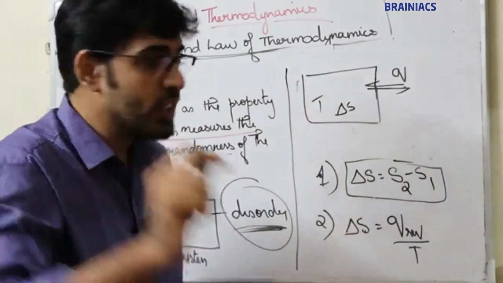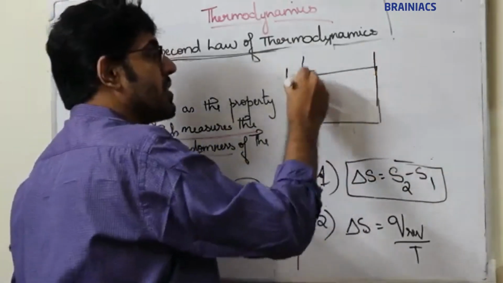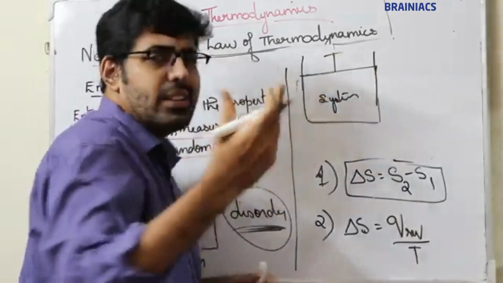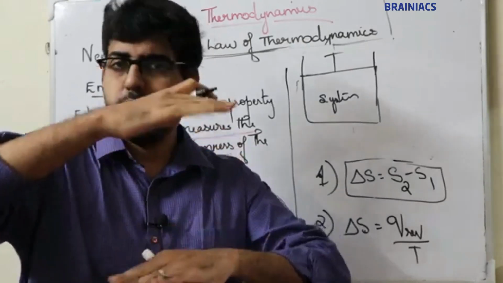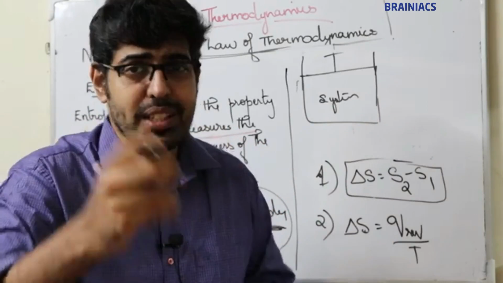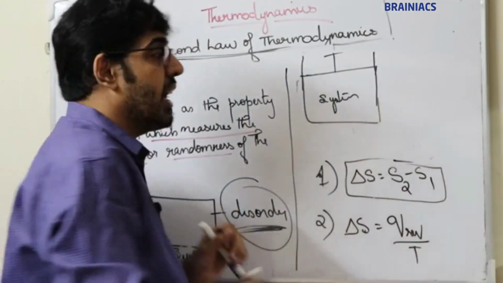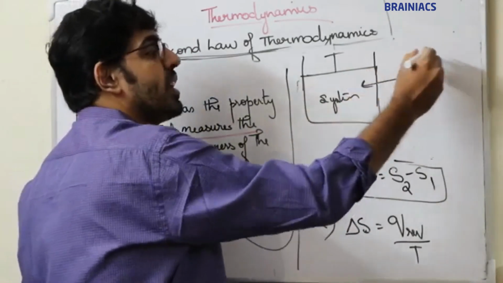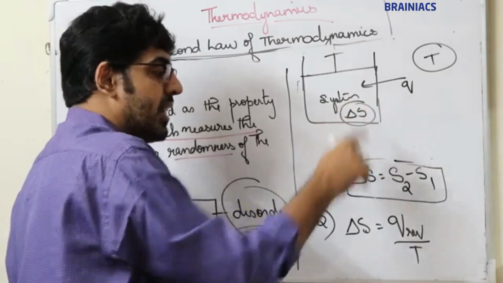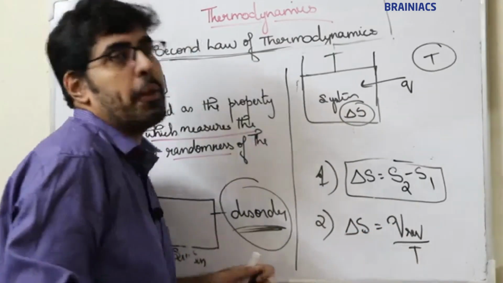Once more, consider a system, let this be the system, and the system is showing some reversible process. We have already learned about reversible and irreversible processes. So if the system is showing some reversible process, and if the system is absorbing Q amount of heat at a temperature T, then entropy of system, delta S, is equal to Q reversible by T.